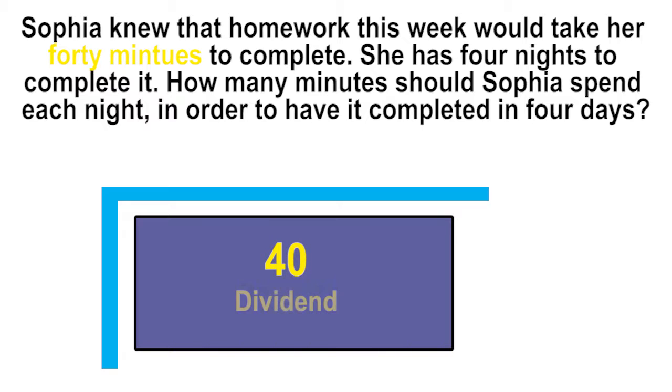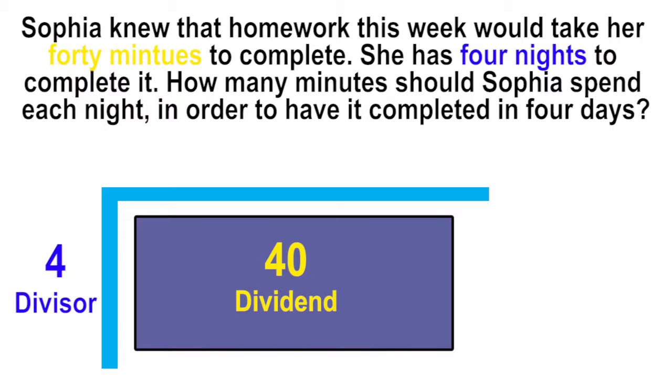minutes. This number is called the dividend and is the quantity to be divided. Where should I put the 4? Is it the number of groups or the quantity within each group? The 4 from our problem is the number of nights Sophia has to spend on homework, or the number of groups. So the 4 goes on the left side representing the number of rows. This is called a divisor. A divisor is the quantity by which another quantity is to be divided. In our case, we are dividing 40 by 4, or 40 minutes by 4 days.